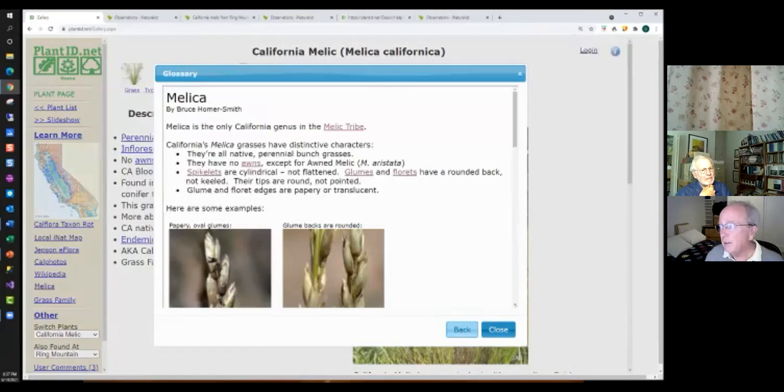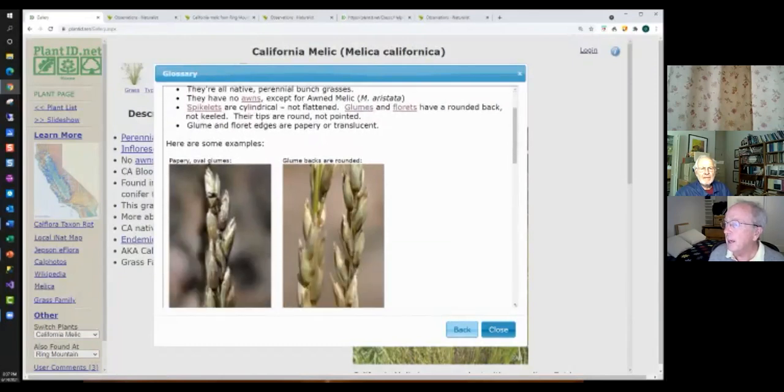Melica is the only California genus in the melic tribe. So this is a new concept, grass tribes. We're going to talk about that in a minute. California melica grasses have distinctive characters. They're always native and they're always perennial bunch grasses. Melics have no awns except for the awned melic. Spikelets are cylindrical and not flattened. Glumes and florets have a rounded back, not keeled. These glumes and florets have round tips that are not pointed. And the glume and floret edges are papery and translucent.